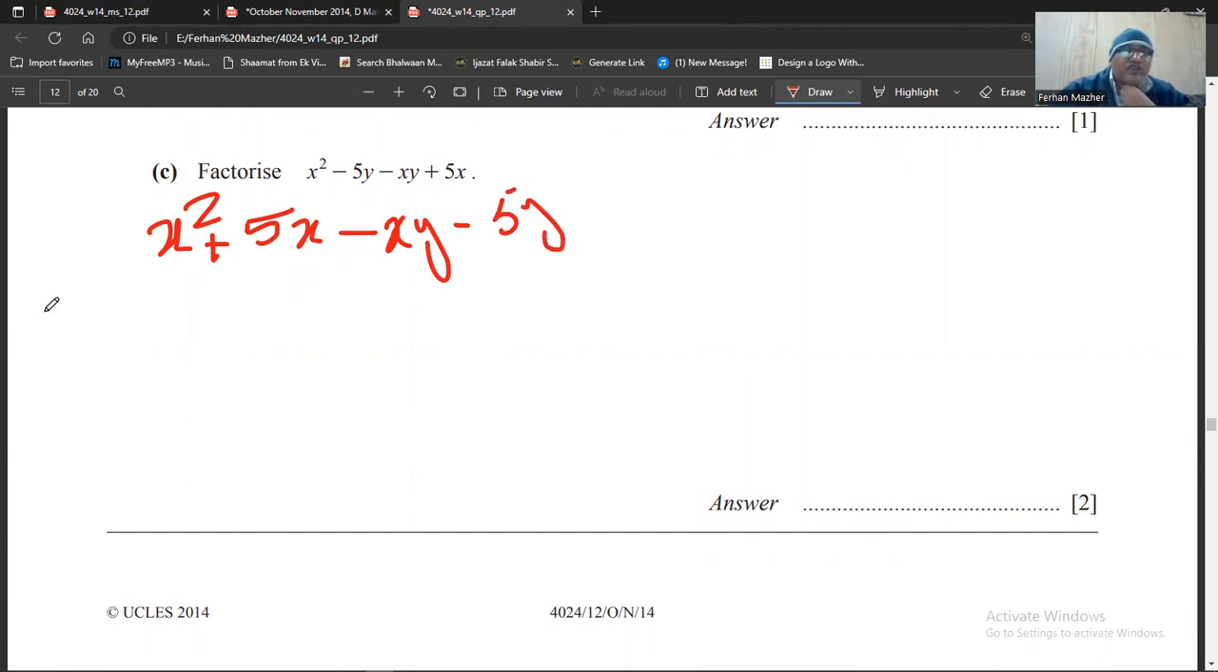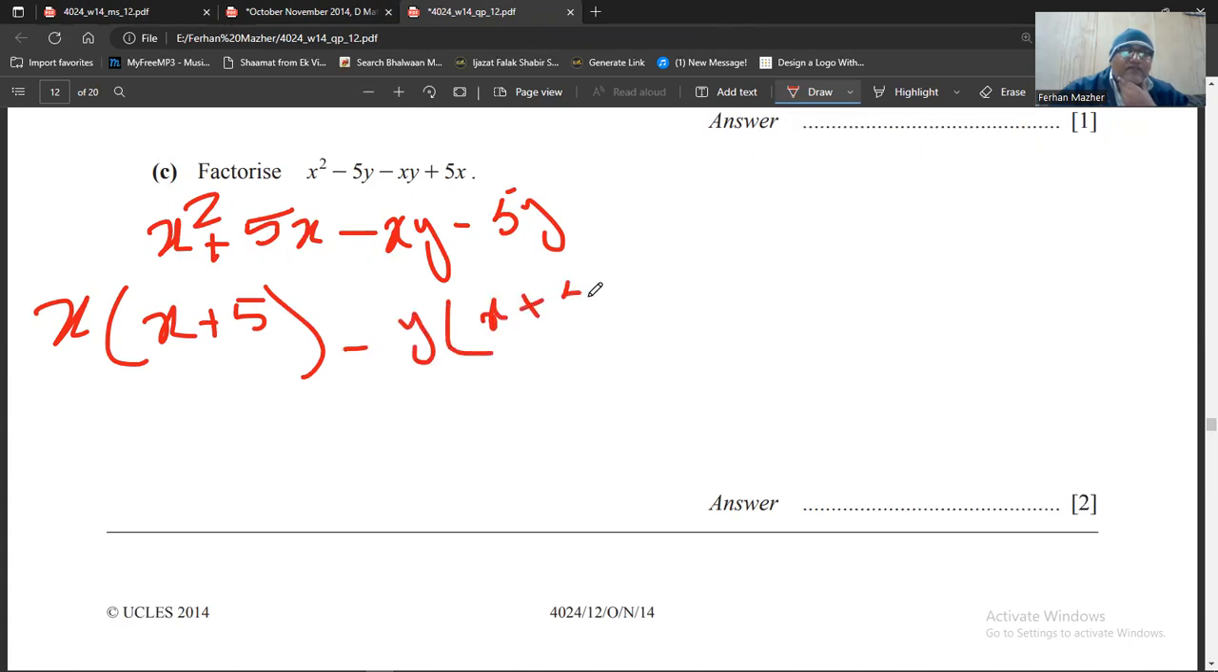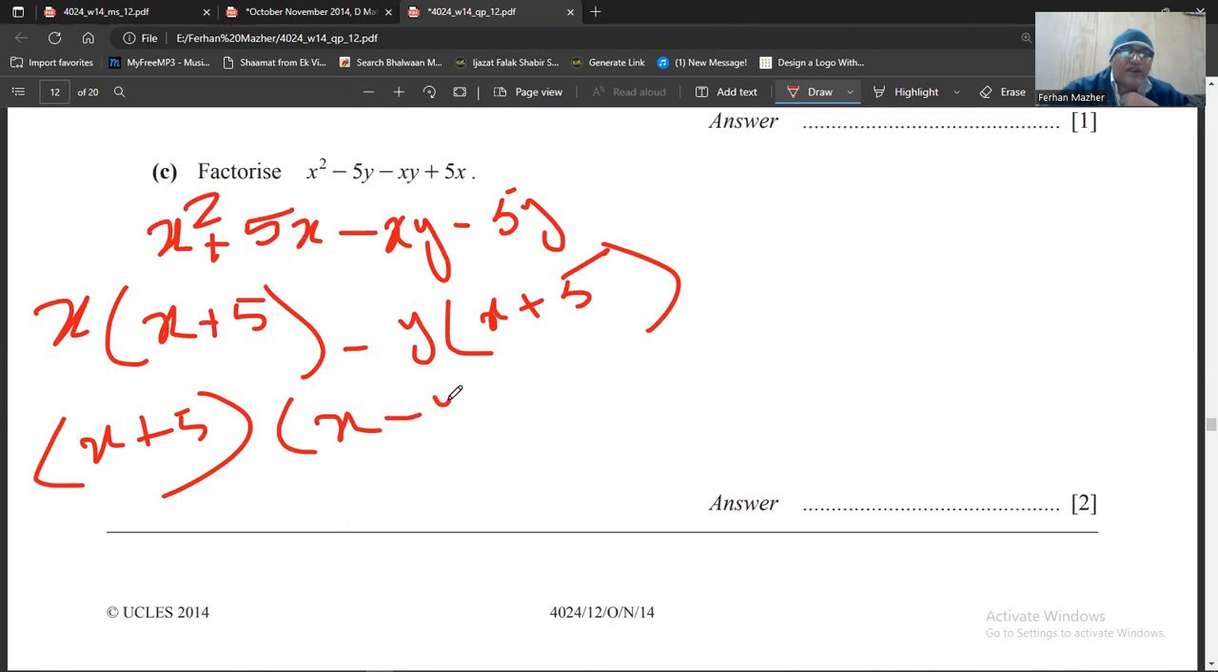From the first two terms, I can take the x common. So you will have x plus 5 in the bracket. And then from the last two terms, I can take the y common. So you will have x plus 5. Now you can see this x plus 5 bracket is common. So I will take it common. And in the other bracket, I will have x from here and minus y from here. It's a 2 marks question. This is how you will factorize it.